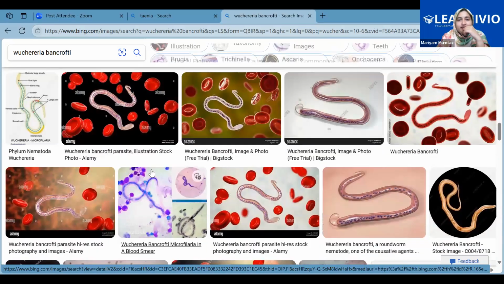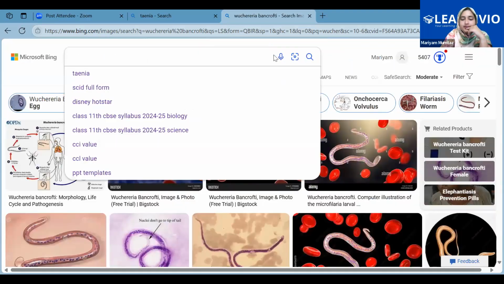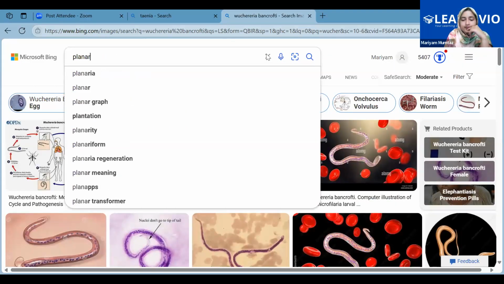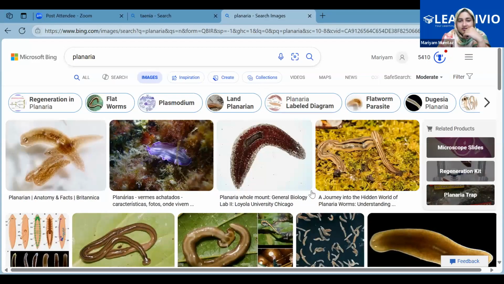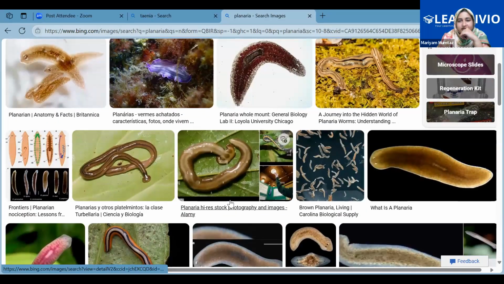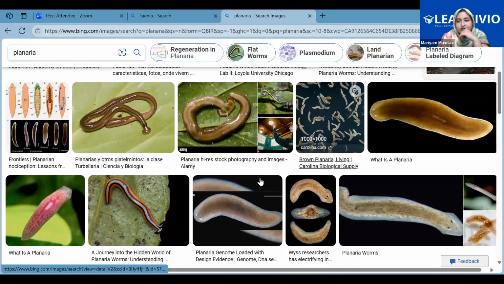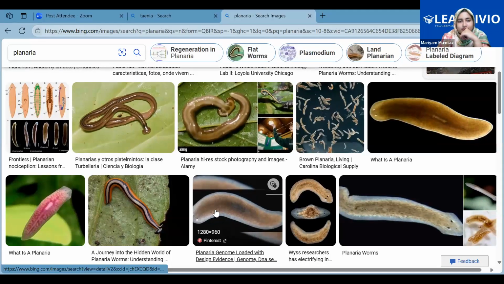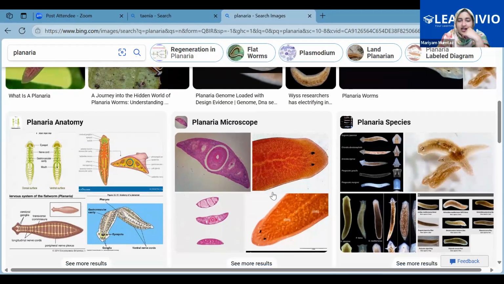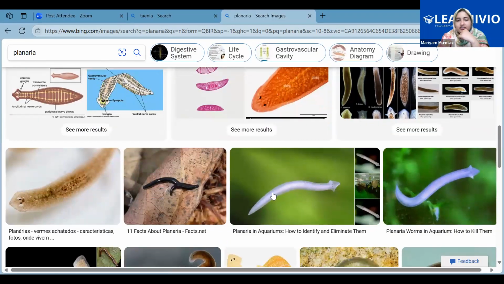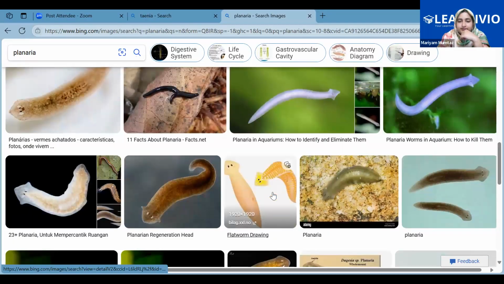Then we have planaria. We also have to see planaria. This is how planaria looks like. And if you cut it into several parts, each of those parts will grow into a full-blown organism because the planaria have this high power of regeneration. Clear? Yes, ma'am.